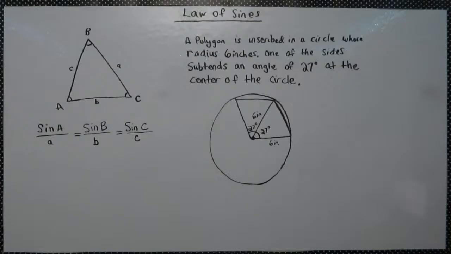It says a polygon. So one of the sides subtends. So why wouldn't it be symmetrical? I'm going to have to study a little bit more about polygons, I guess. That's curious. All right, find the length of this side by using the law of sines.